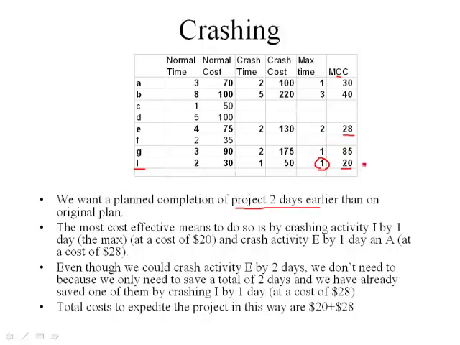So the total is going to cost me $20 to get my 1 day here, and $28 to get an additional day here. The total then is going to be $48 to expedite 2 days out of the project. Remember, this $28 is the cost for 1 day. The marginal crash cost is the cost per day.